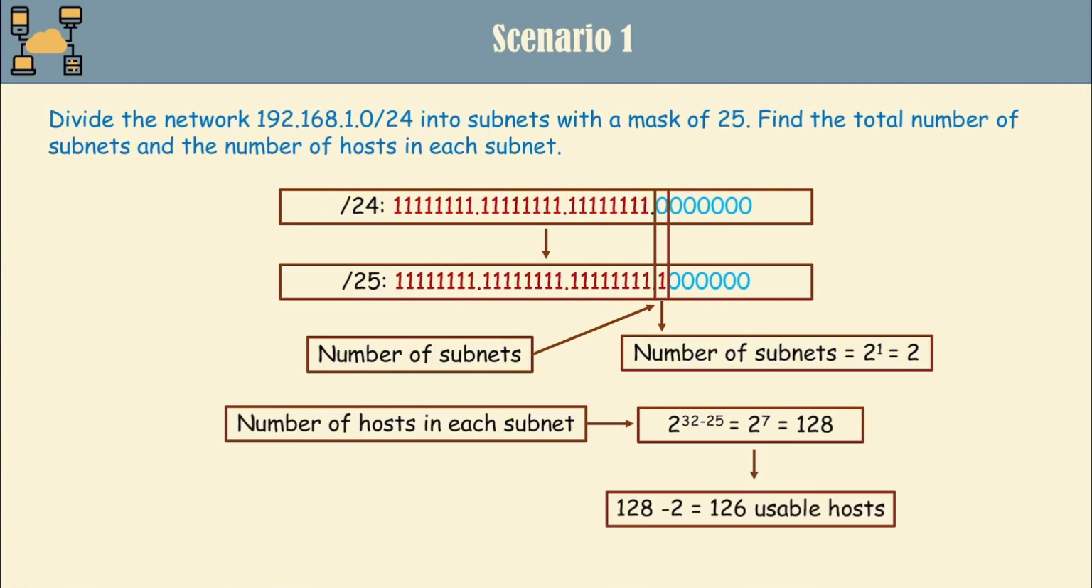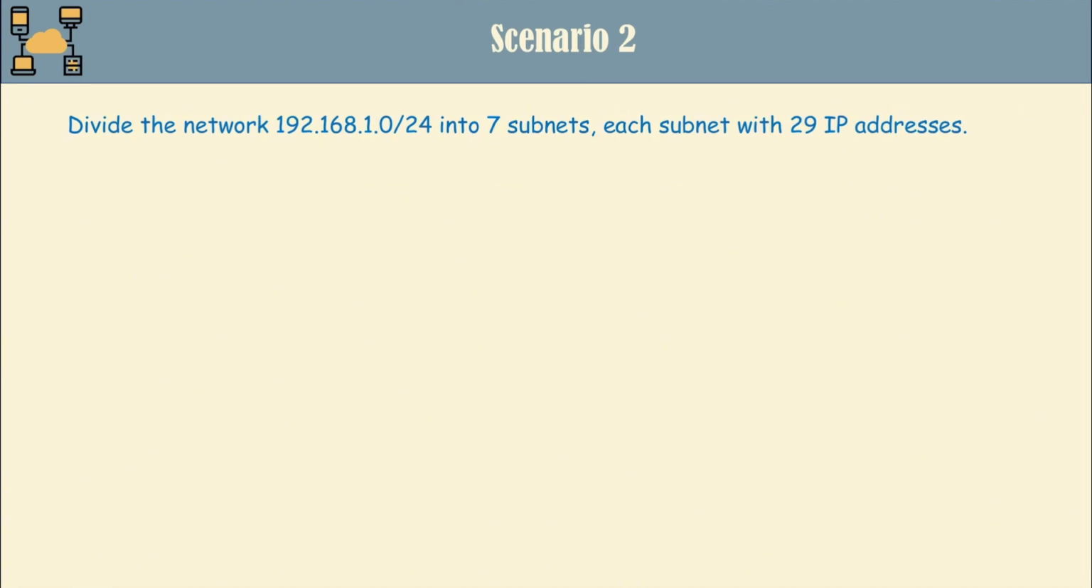However, we need to subtract 2 from the total number of hosts in each subnet to account for the network address and the broadcast address, which cannot be assigned to individual hosts. So, the number of usable hosts in each subnet would be 128 minus 2, which is 126. Therefore, when dividing the network 192.168.1.0/24 into subnets with a mask of /25, we would have 2 subnets, and each subnet would have 126 usable hosts.